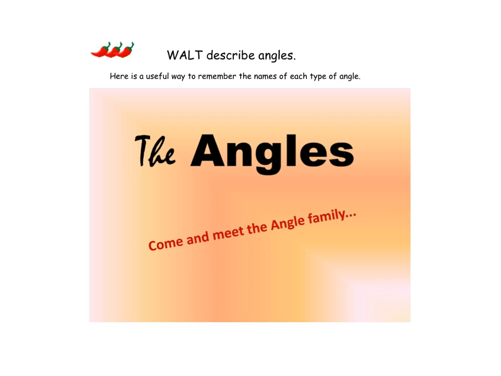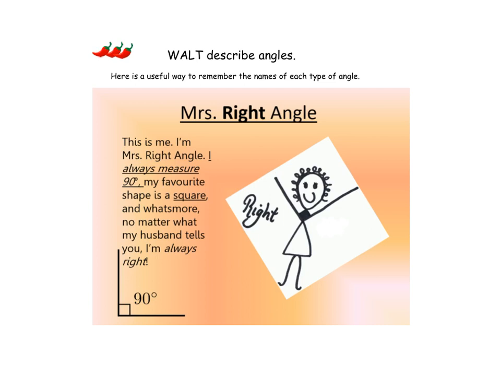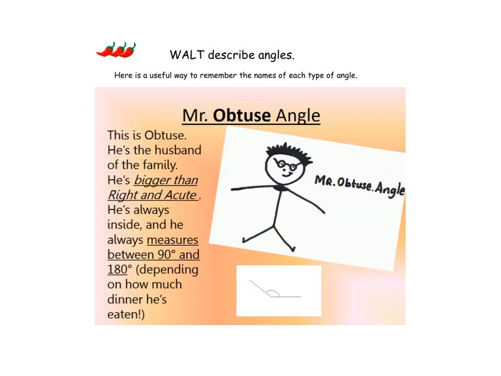So here's a useful way to remember the names of each type of angle. You could think about it as a family of angles. And the mum of the family is always right, so she's Mrs. Right Angle. Her favourite shape is a square, and she's always right. Her husband is called Mr. Obtuse. He's bigger than her, and he always measures between 90 degrees and 180 degrees, depending on how much dinner he's eaten.